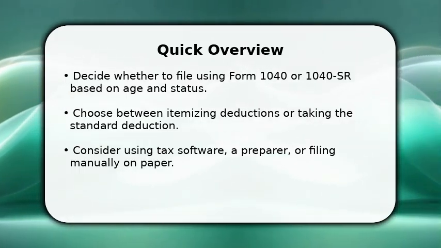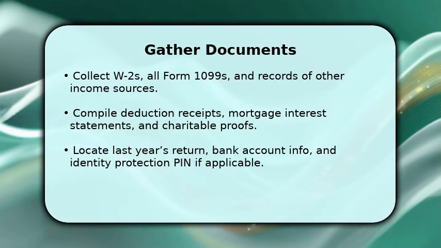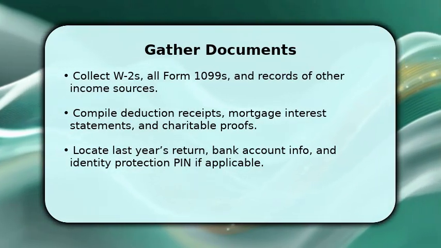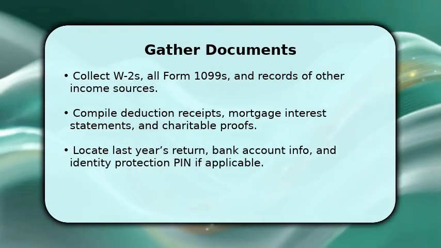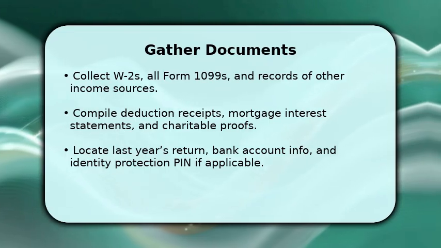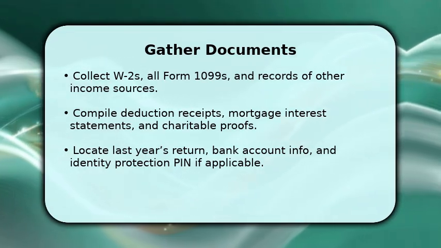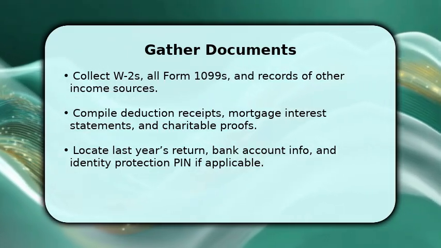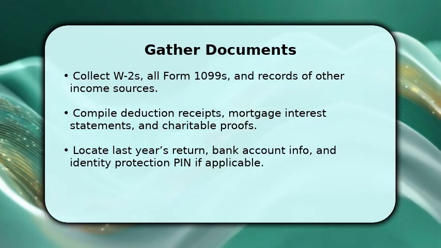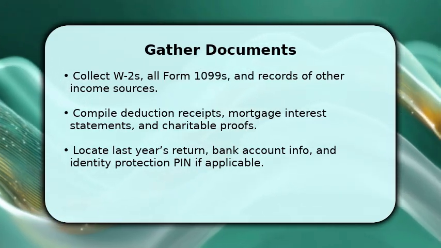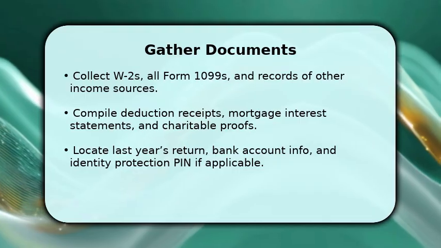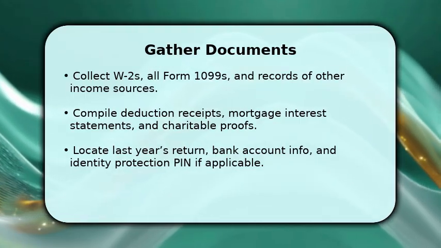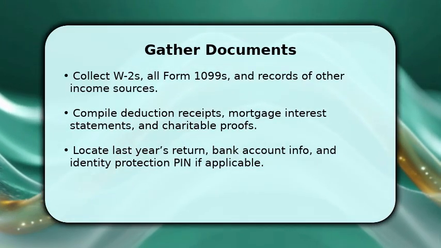Before you start, assemble W-2s, Form 1099s, bank statements, and receipts for deductions so nothing interrupts your flow. Organize documents by category: income, deductions, credits, and payments made. Having last year's return helps populate fields and spot changes. If you plan to e-file, confirm your bank routing and account numbers for direct deposit or payment. This prep saves time and reduces errors when filling forms.